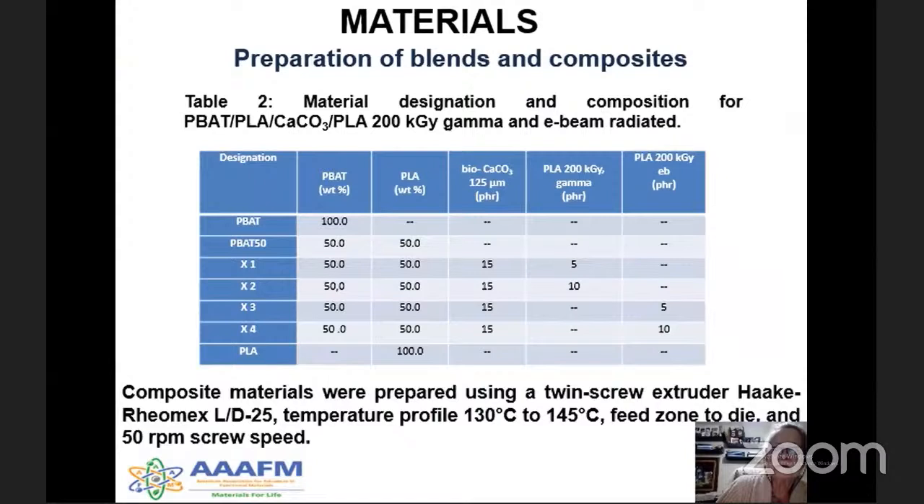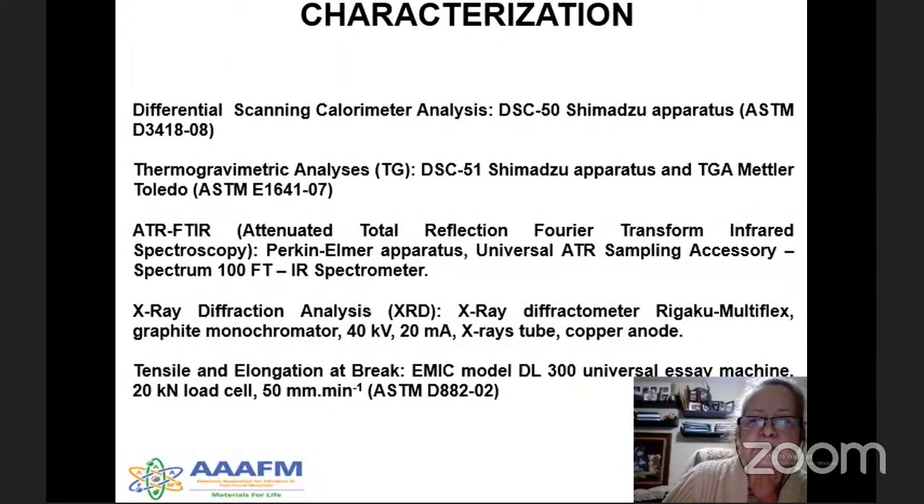We prepared four samples from PBAT and from 50% PBAT, 50% PLA, and they were prepared in a twin screw extruder, with a temperature profile of 130 to 145 and screw speed at 50 RPM. Characterization was performed using DSC, TG, FTIR, X-ray analysis, and tensile and elongation at break.